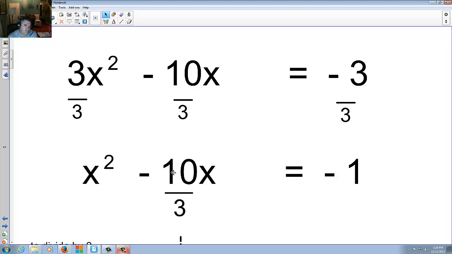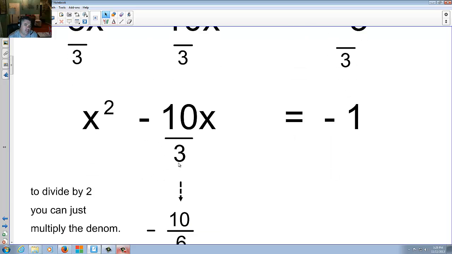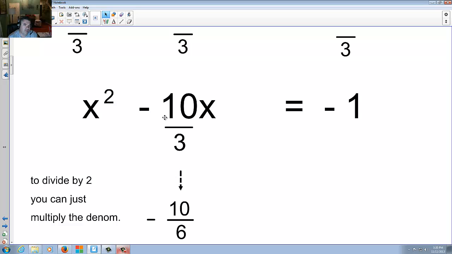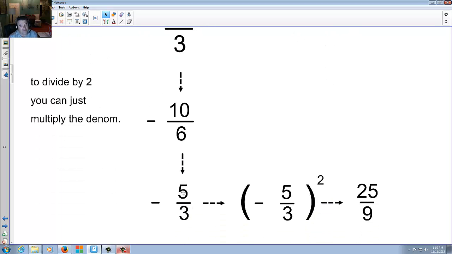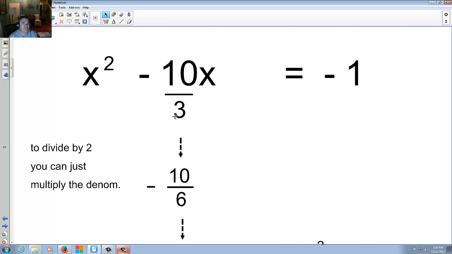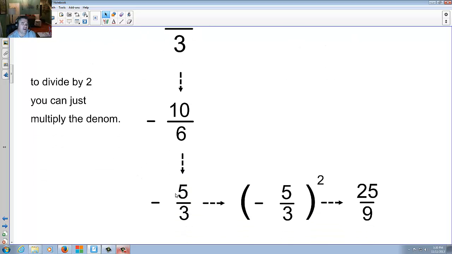Anyway, to divide this by 2, I actually doubled the bottom. So negative 10 thirds, half of that is negative 10 over 6. Don't worry about making it into 5 thirds just yet. Now you can. Okay, well, we'll make it into 5 thirds after all. So in other words, half of negative 10 thirds is negative 10 sixths. Why? Because I doubled the bottom. Instead of dividing by 3, I'm dividing by 6. So that makes it half as big. And divide both by 2, I get negative 5 over 3.